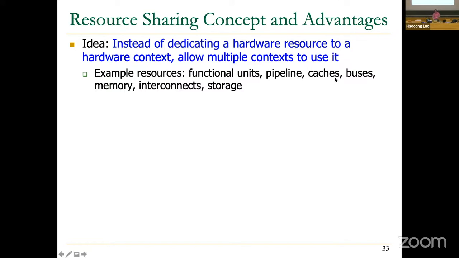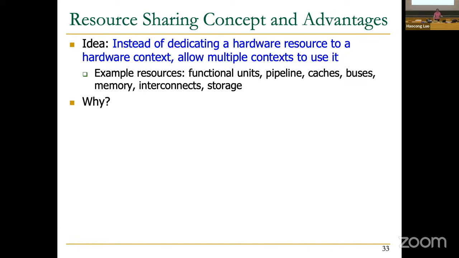It could be the caches, as we've discussed, but also it could be the buses, memory, interconnects, and storage. A lot of those are actually shared across threads because they're too expensive to replicate. Buses, memory, interconnects, and storage are expensive to replicate, so you do share them across different threads. Some of the caches may not be too expensive to replicate.